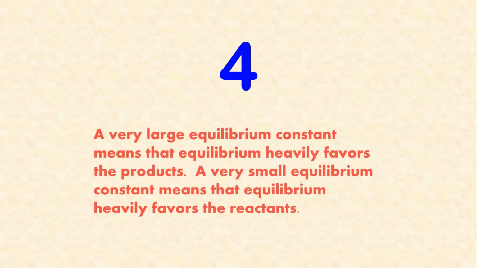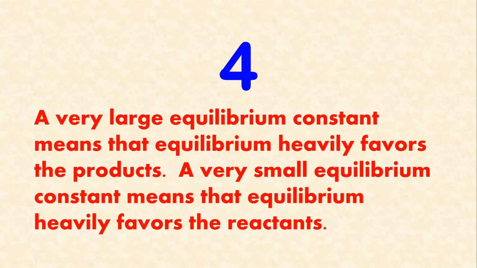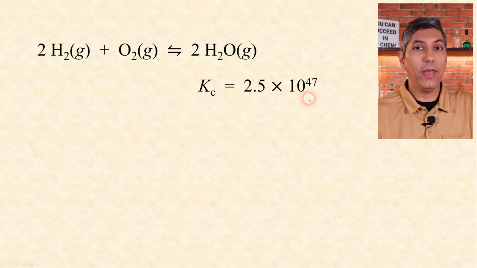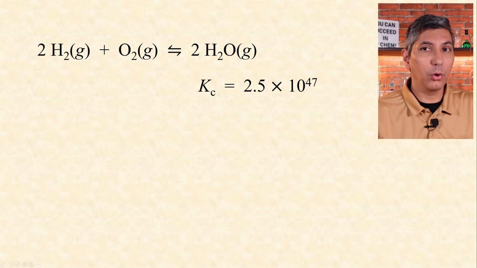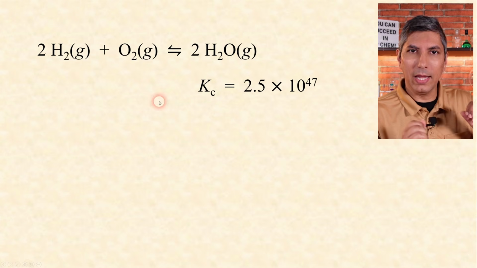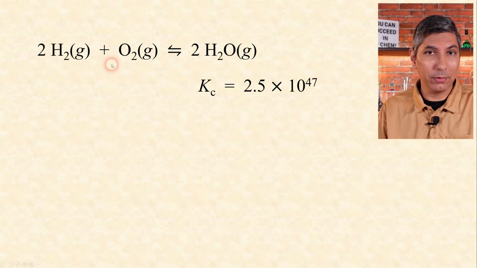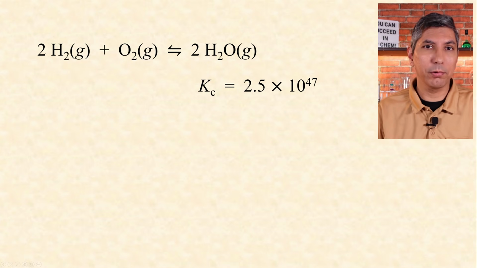Number 4. A very large equilibrium constant means that equilibrium heavily favors the products. A very small equilibrium constant means that equilibrium heavily favors the reactants. In this reaction, the value of Kc is 2.5 times 10 to the 47th power. That is an extremely large number. So at equilibrium, we're going to have a lot of product, a lot of water, and very little reactants. Hydrogen or oxygen gases will be present only in tiny amounts.